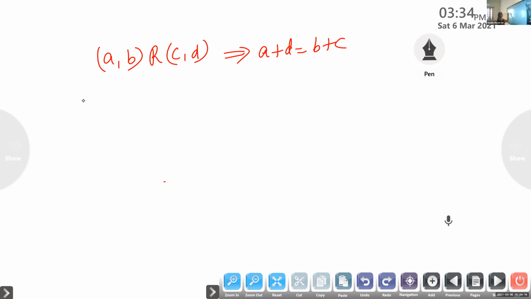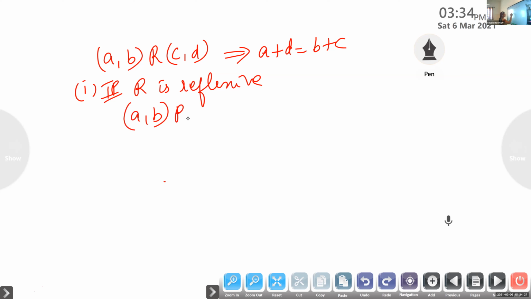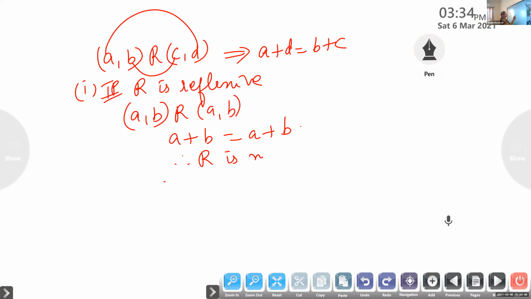Is it reflexive? First, you have to check whether R is reflexive. How will you check? You check whether (a, b) is related to (a, b) or not. How is the relation defined? You add the extremes, you add the middle ones. Whether a plus b is equal to b plus a. Yes, isn't it? Therefore, R is reflexive.